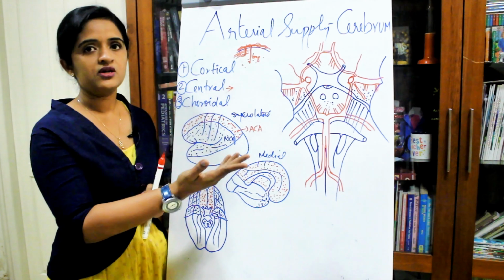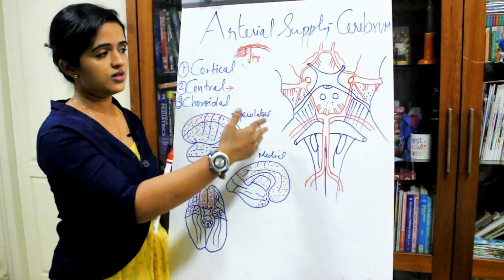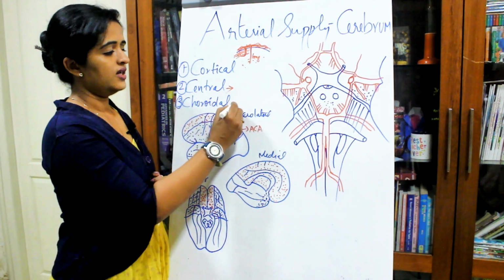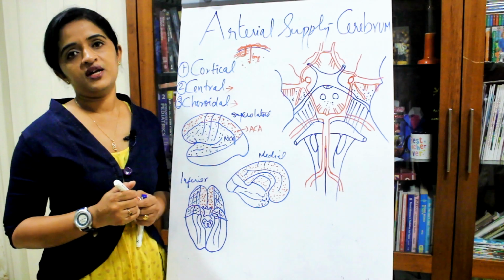The details of the central branches we will come to later once we discuss the circle of Willis. The third component you call choroidal branches.